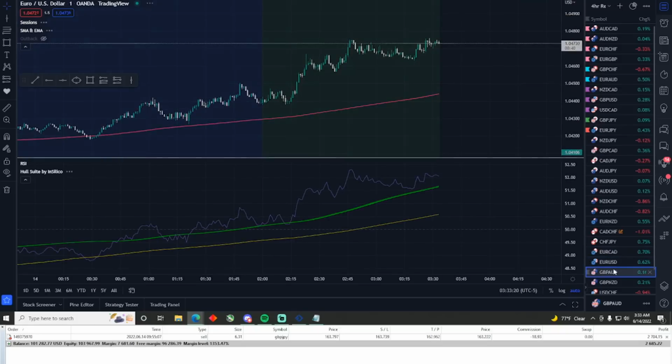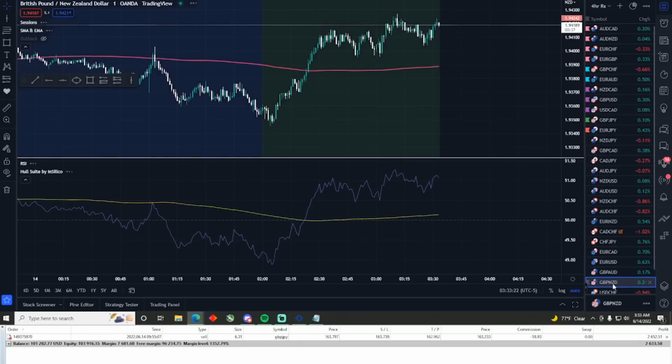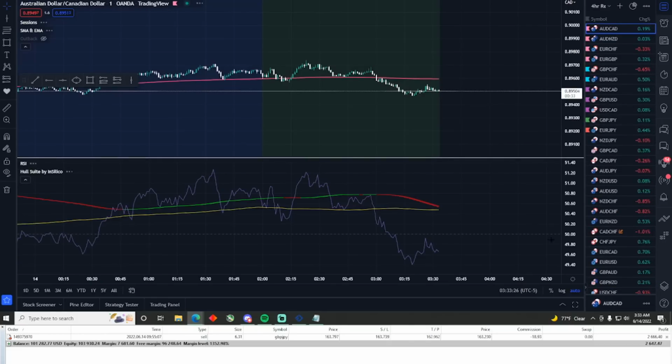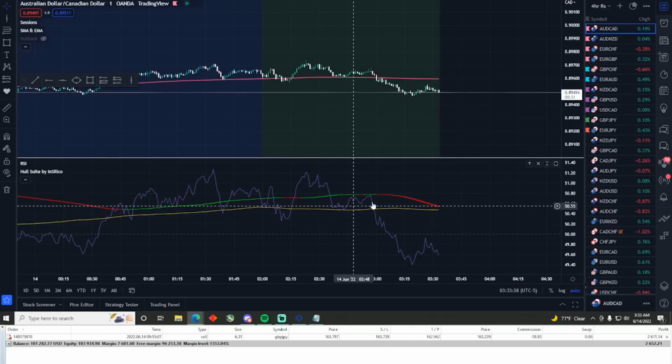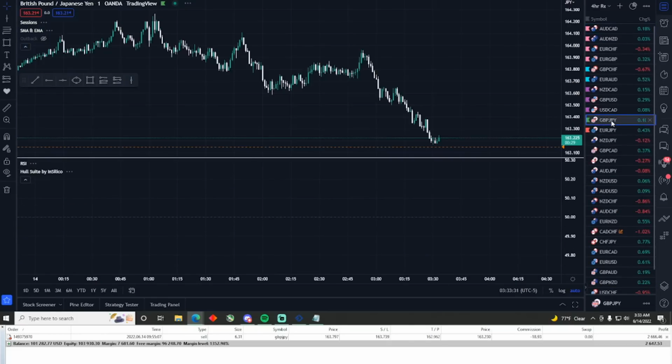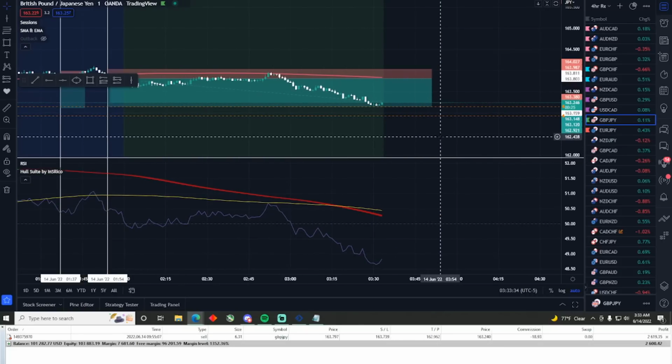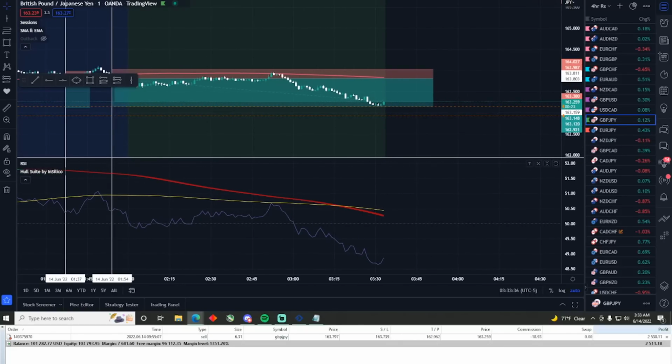But just looking everywhere else though, I'm not really seeing anything. All the moves have kind of happened for today, and there were a lot of moves that we just unfortunately missed, just because we were either entering other trades that didn't really work out as well or just simply missing it.